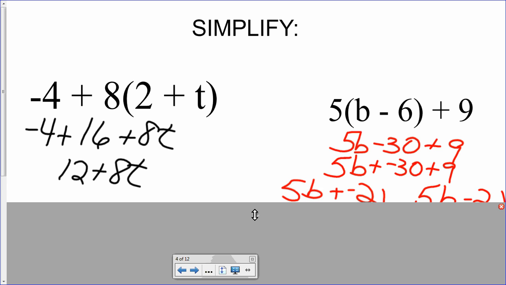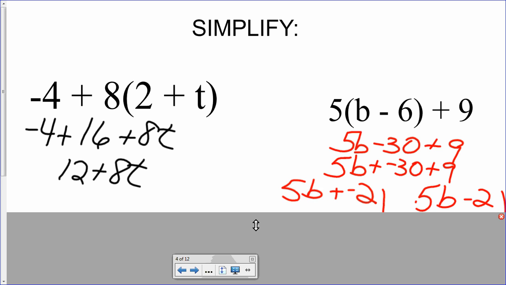On the right, we have 5 times the quantity b minus 6 plus 9. You're going to distribute first. You get 5b minus 30 plus 9. You can change your minus sign to adding a negative in the second line here. 5b plus negative 30 plus 9. Combine your like terms. Negative 30 plus 9 becomes negative 21. And we can't leave a plus and negative like that. It's a little sloppy looking. So we want to change it to 5b minus 21.